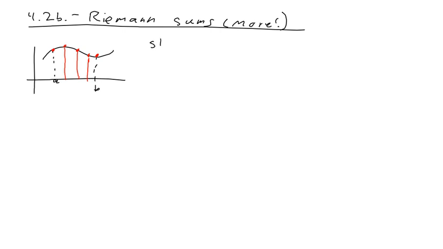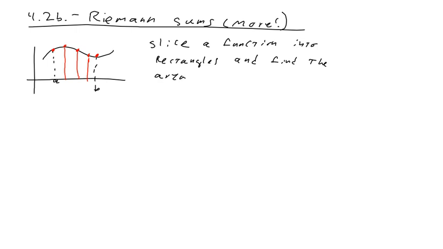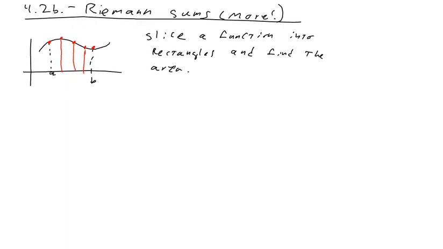Slice a function into rectangles and find the area. Find the area. That's what a Riemann sum does, right? So there are actually 4 kinds. There's 4 types of Riemann sums. We've covered 2 of them.